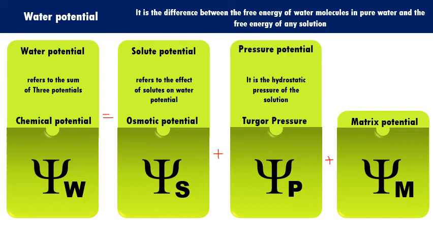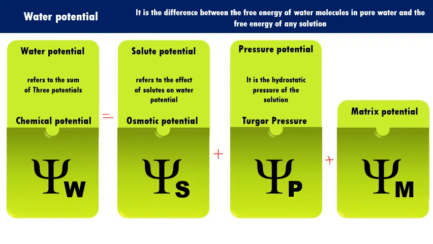So it is the hydrostatic pressure, and the volume is based on the pressure component also, right? Think of inflating a balloon: only when air goes inside does the balloon inflate. When it comes out, the balloon becomes flattened. Like that the pressure potential works, and it is also called turgor pressure or TP.